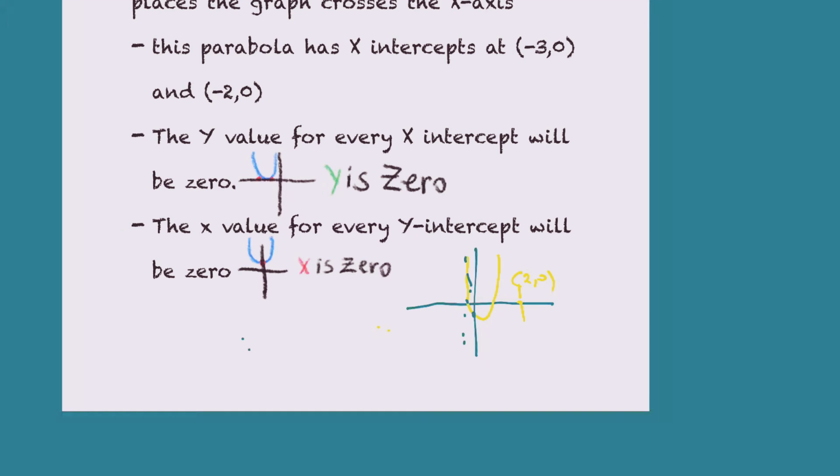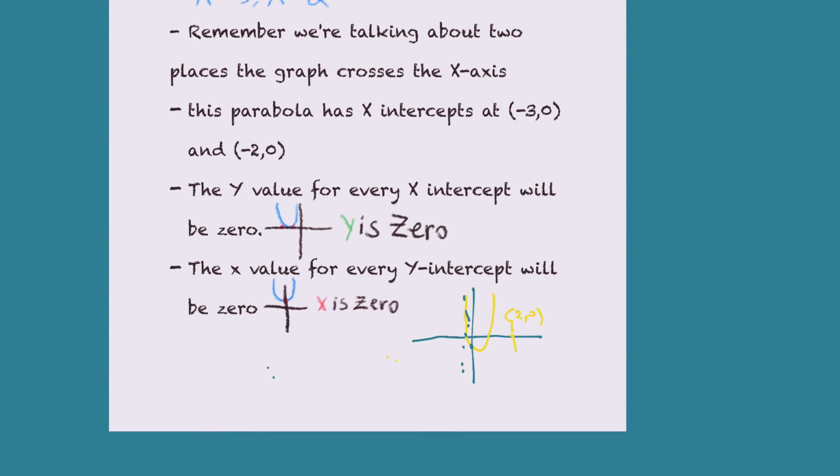So remember, to find the y-intercept, we set every x value in the equation, wherever an x value is in the equation, we put it as 0. And when we solve for that, we'll know what y is. Here, we found the x-intercepts, so at negative 3, 0, and negative 2, 0.